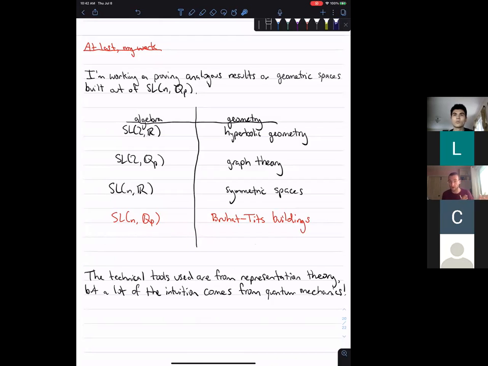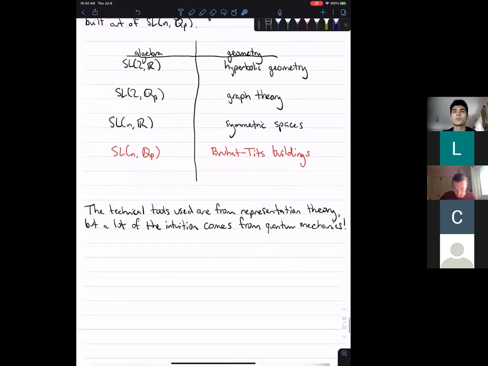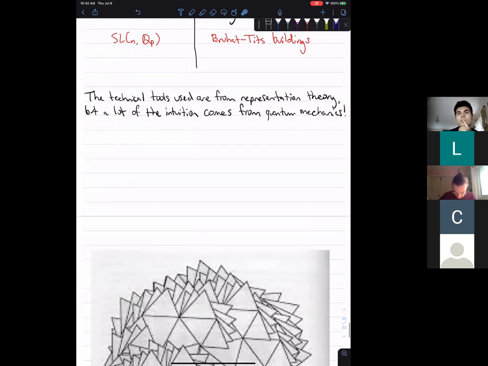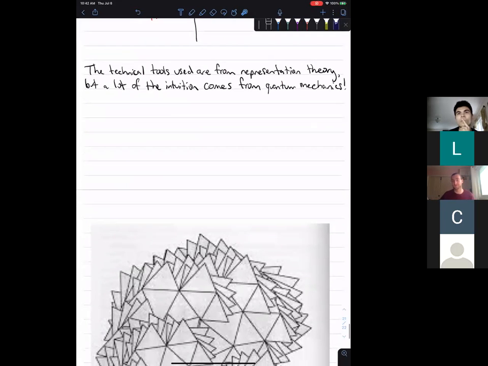If you have SLNR, n by n matrices with determinant 1 with real entries, the things you get are called symmetric spaces. And if you work with SLN QP, the spaces you get are called Bruhat-Tits buildings. And so I'm working on proving quantum ergodicity type results for Bruhat-Tits buildings. And at the end of the day, the tools used are really coming from representation theory, but the intuition is coming from quantum mechanics. And the last thing I want to show is this mystifying picture of a part of a Bruhat-Tits building for SL3 QP, and I'll end there.